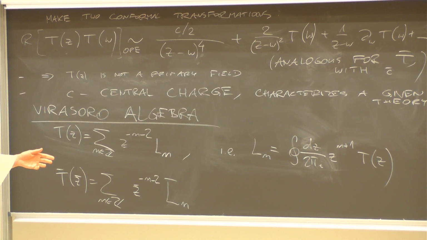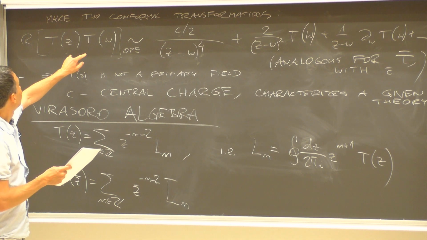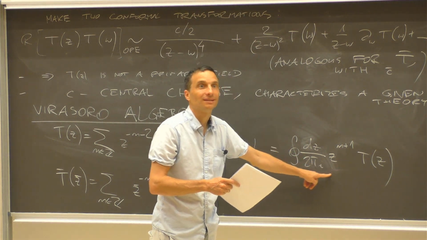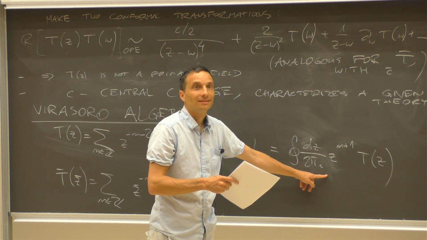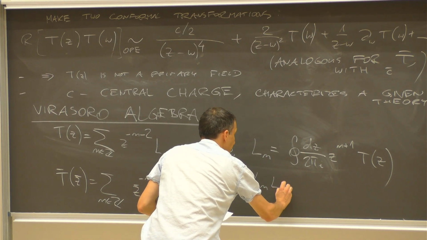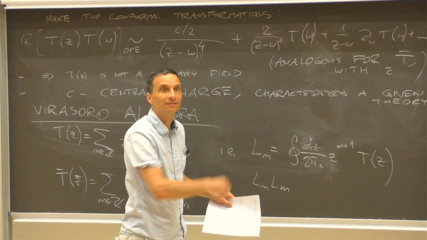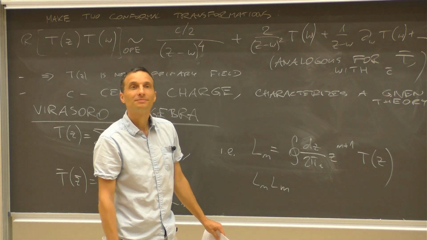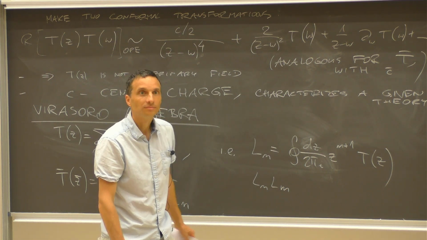Yeah, so this is what I just tried to explain. I write the modes in this way, right? I can do that. So then in this bracket, I have to compute what is L_n times L_m minus those in the other order. Okay, so then you get the first expression from the calculation.